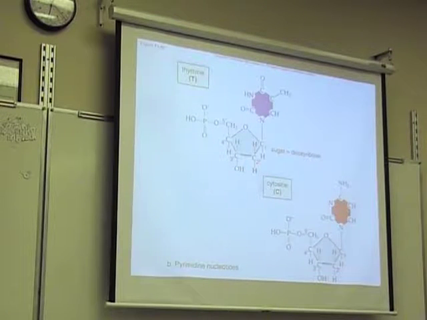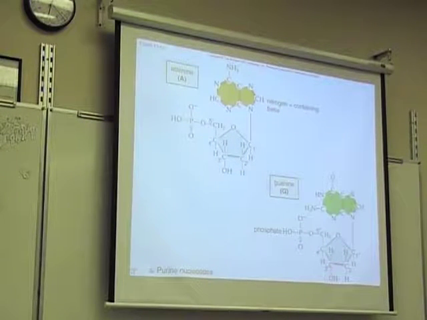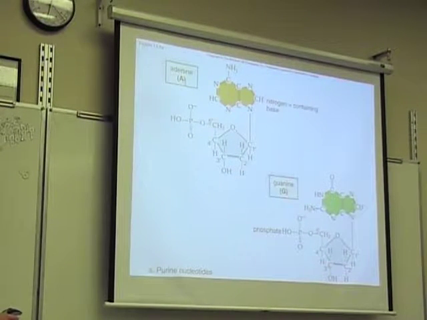Now, whenever you see these in a molecule, they connect together according to certain rules. A purine always bonds to a pyrimidine, and they do it specifically. A, adenine, always bonds to thymine, and G, guanine, always bonds to cytosine. A to T, G to C.